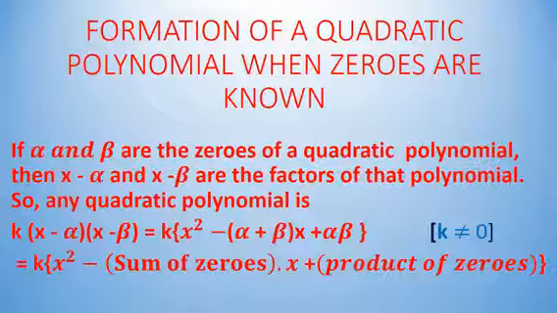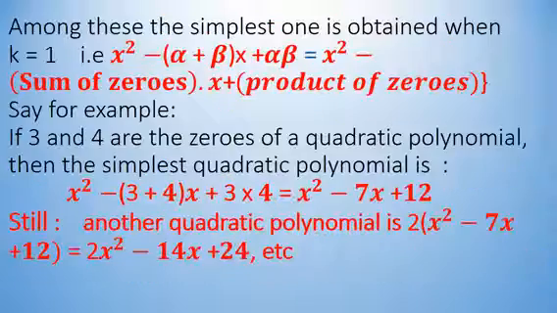After simplification, we already have the answer: k multiplied by x square minus alpha plus beta into x plus alpha beta. And here one thing we have to remember is that k is not 0. Literally we can write it as k multiplied by x square minus sum of zeros into x plus product of zeros. So this is the general formula for finding the quadratic polynomial when the zeros are known. Among these quadratic polynomials, the simplest one is obtained when k equals 1, that is x square minus sum of the zeros into x plus product of zeros.